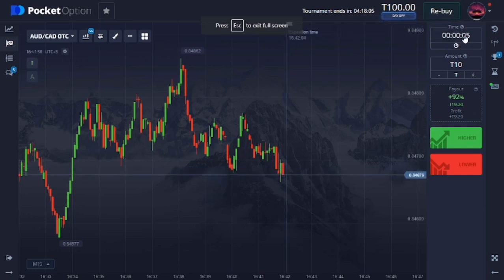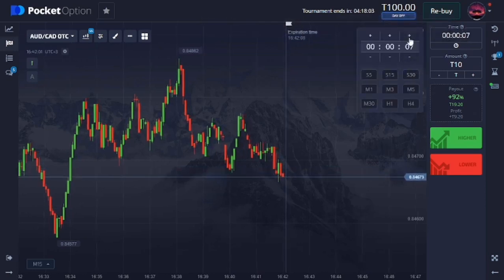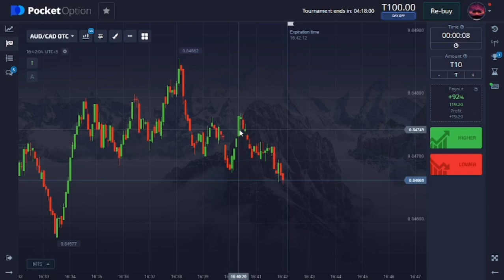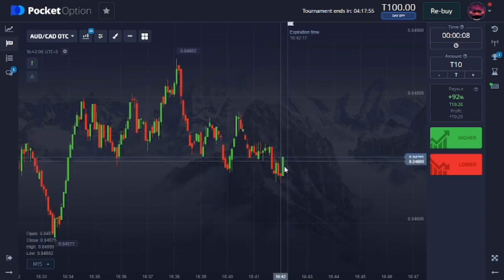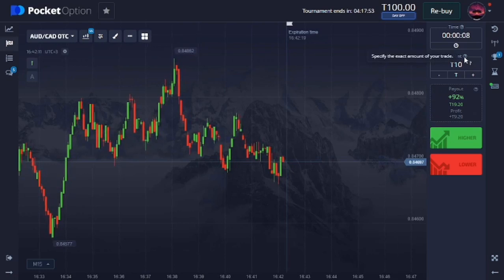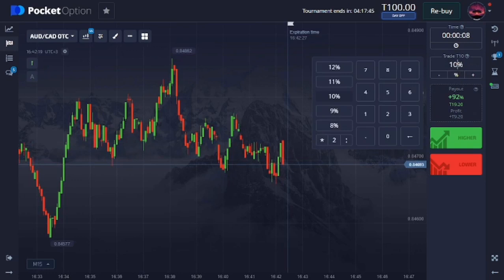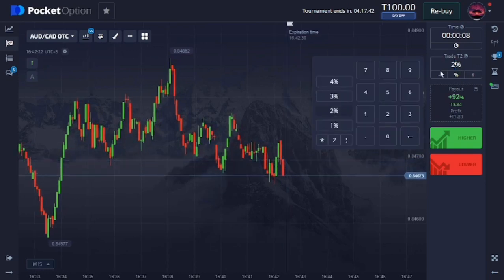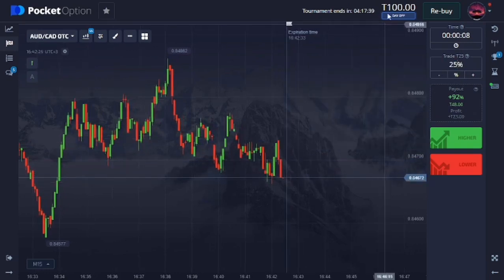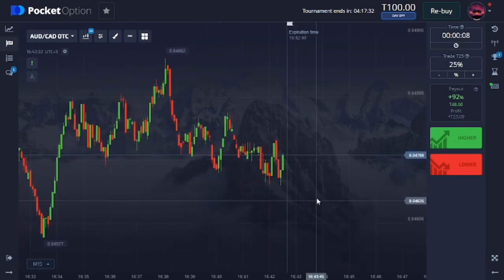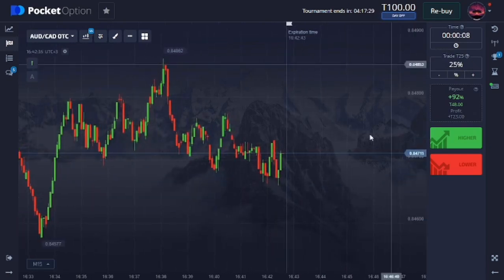So we will use an expiration time of around 8 seconds. This is a 5-second time frame, so each candle takes 5 seconds to finish painting. Okay, I will invest by percentage. Let's change it to percentage. So the percentage will be 25, which means a quarter of my fund will be invested in one trade. Okay, that's $25.